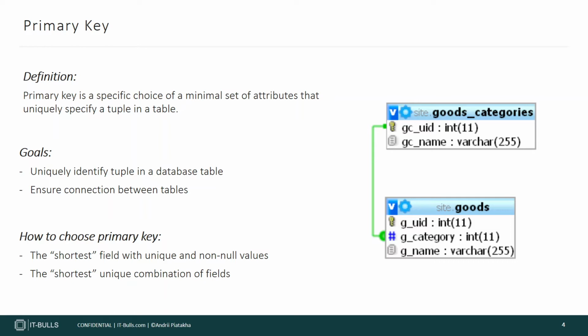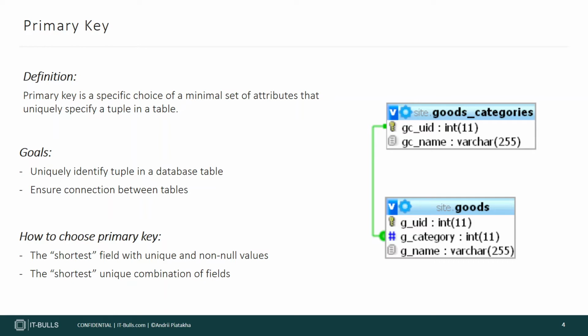Let's come up with duties of primary key. The first goal is to uniquely identify a tuple in a database table. And the second goal is to ensure connection between tables. Is that clear? And always remember that in case of any questions, ask them. You can put your question below this video and I will be happy to answer it.